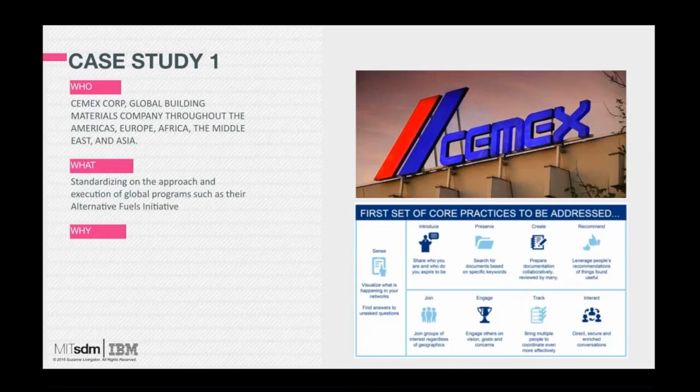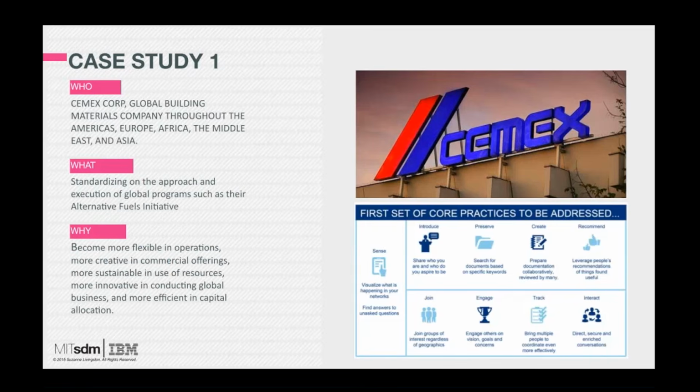So the first case study is from a company called Cemex. They're a global building materials company that provides products and services throughout the Americas, Europe, Africa, the Middle East, and Asia. They produce, distribute, and sell cement, ready-mix concrete, and building materials in more than 50 countries, and they actually have trade relationships in about 108 different countries. They're one of the leading cement manufacturers in the world. They employ about 43,000 people worldwide.